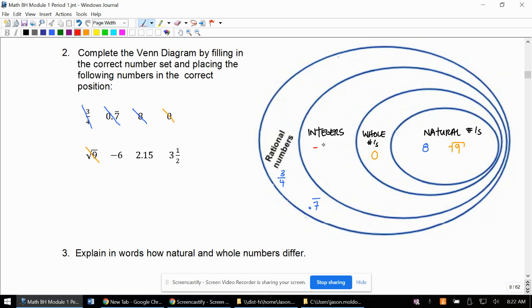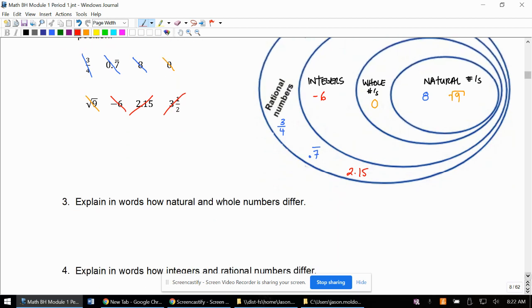-6 is an integer and a rational. 2.15 is a rational, and 3.5 is a rational. So there's our completed Venn diagram, and my color choices have really no bearing on what's going on. I just happen to change colors.